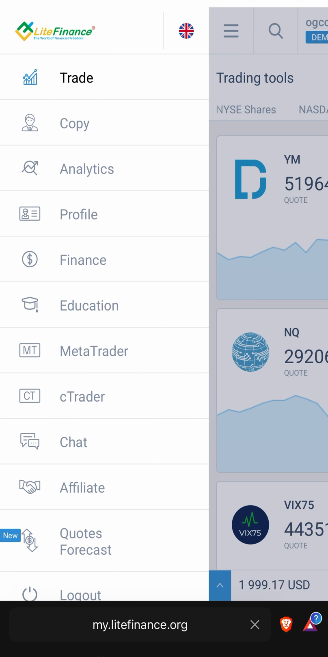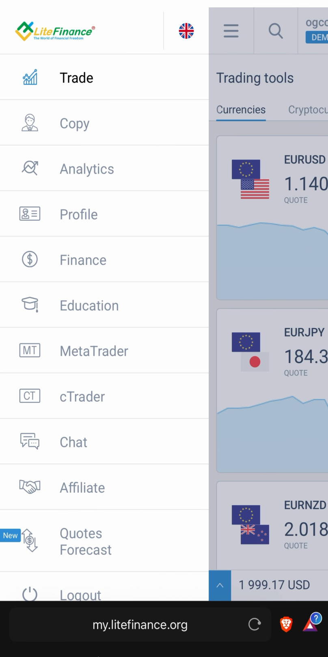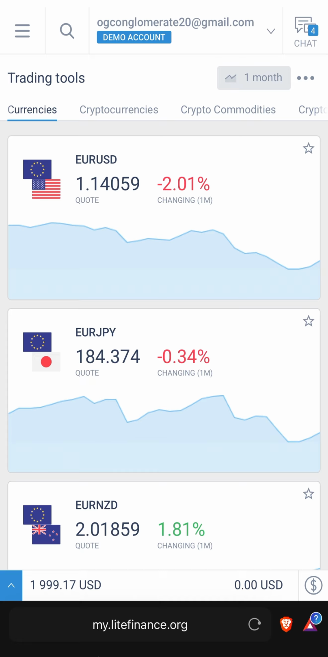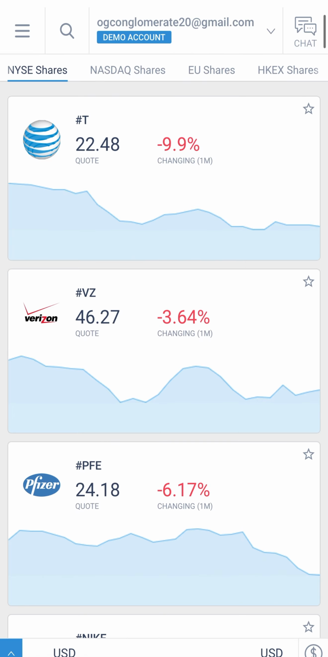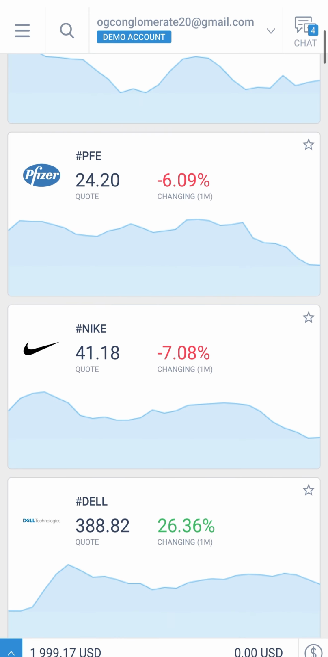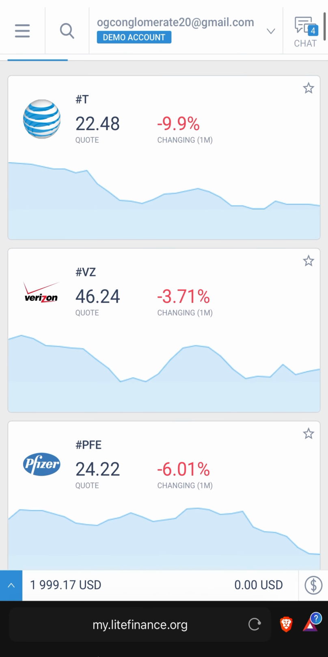The very first thing is you need to be on this page by clicking on trade. Once you go to the menu, you click on trade and it's going to display this page. This is where you're going to be seeing different instruments on your Litefinance profile. Since we want to focus on trading stocks and ETFs, we can scroll around and you can see New York Stock Exchange shares. Here you can see some company shares here. You can see AT&T, Verizon, Pfizer, Nike, Dell, and the likes of them.